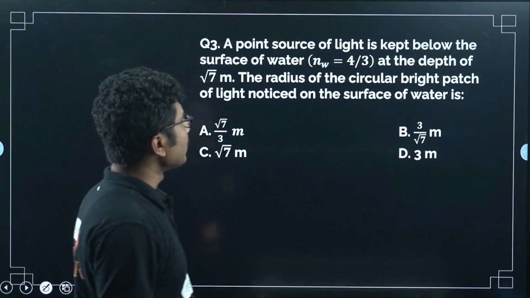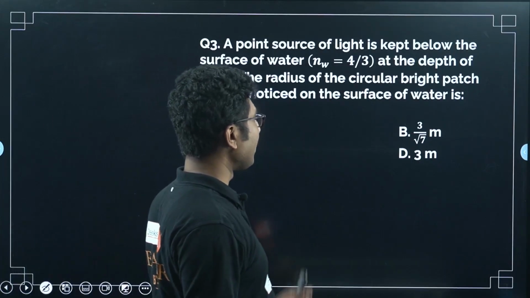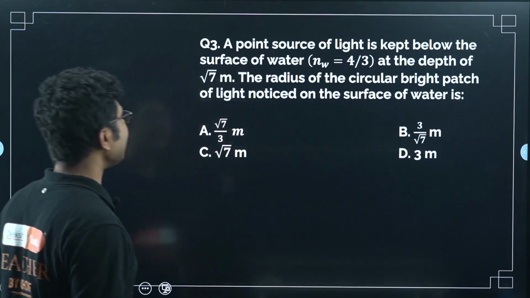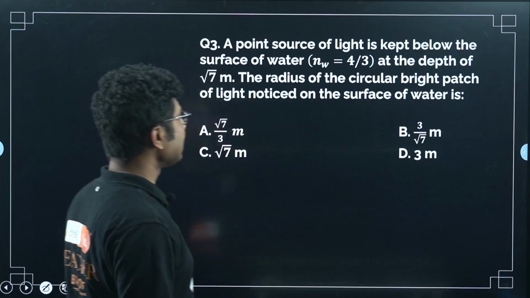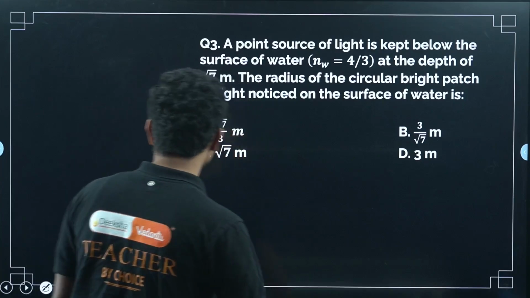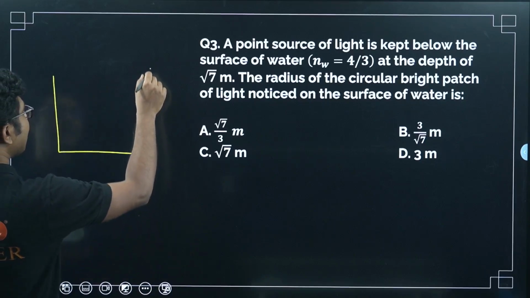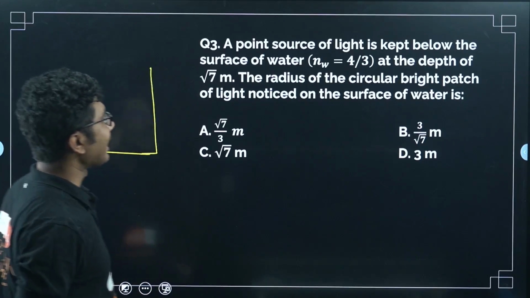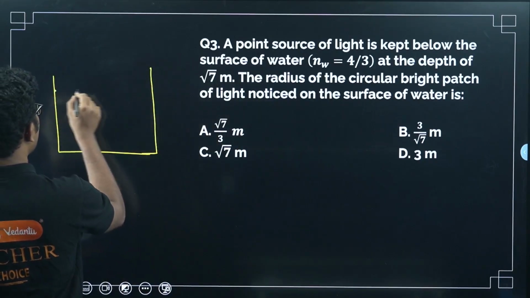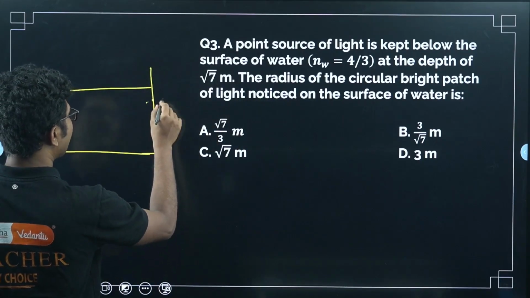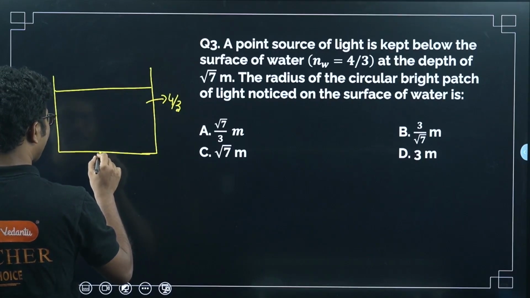A point source of light is kept below the surface of water, refractive index of water is 4 by 3, at a depth of 7 meters. Find the radius of the circular bright patch of light noticed on the surface of the water. This is also very interesting, a similar question but not exactly the same. So what they have said is that the refractive index of water is 4 by 3, and they have kept a source of light here.